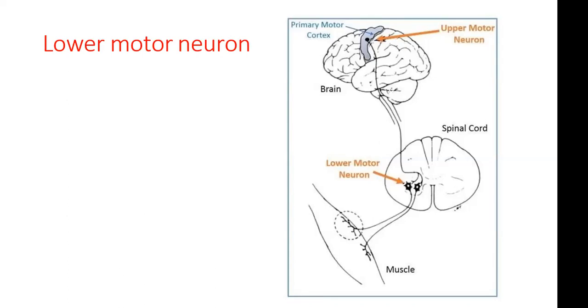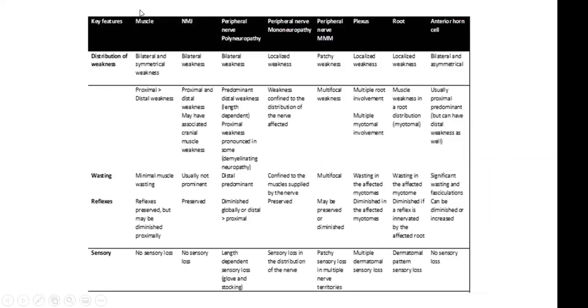Then what are the components therefore of a lower motor neuron pathway? Now just look at the headings in this table. So you have muscle, neuromuscular junction, peripheral nerve, and there are various types of peripheral nerve lesions that we are going to talk about. Then these nerves combine to form plexuses, roots. A root can be, for example, C6, C7. That's a root. And then you have the anterior horn cell, in the spinal cord. So this is the lower motor neuron pathway: muscle, neuromuscular junction, peripheral nerve, root, plexus, anterior horn cell.